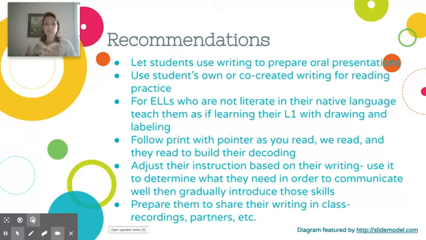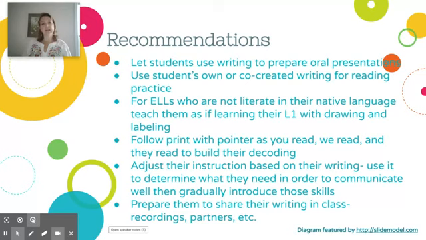Prepare them to share their writing in class. Record it. Seesaw. Partners. Use any type of recording at all, even just for themselves. They can cover the video. I let them just read into it, but then they can hear themselves. And they do it a couple of times and they can hear how they change. So I show them their growth, but it's their words and their voice.